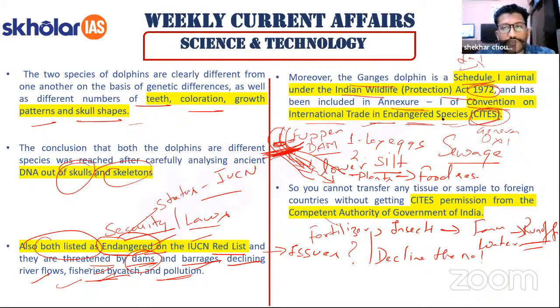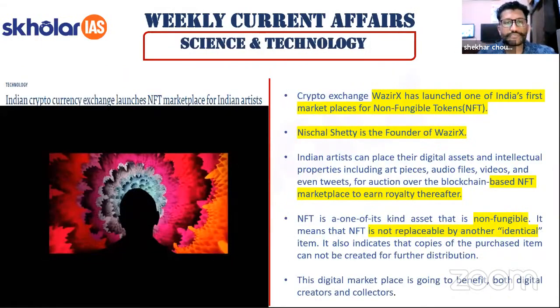So Annexure 1 of CITES, right? Do remember, you cannot transfer any tissue or sample to a foreign country without getting CITES permission from the competent authority of the government of India. So this is how the regulation of the trade of the various animals across the countries is being done.